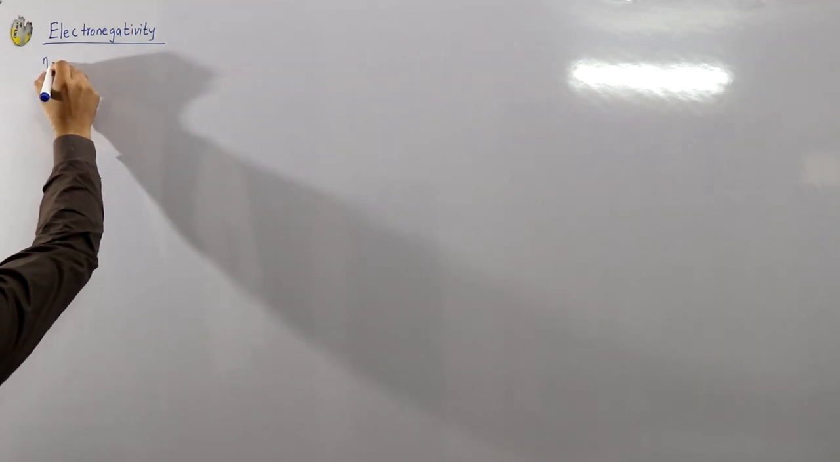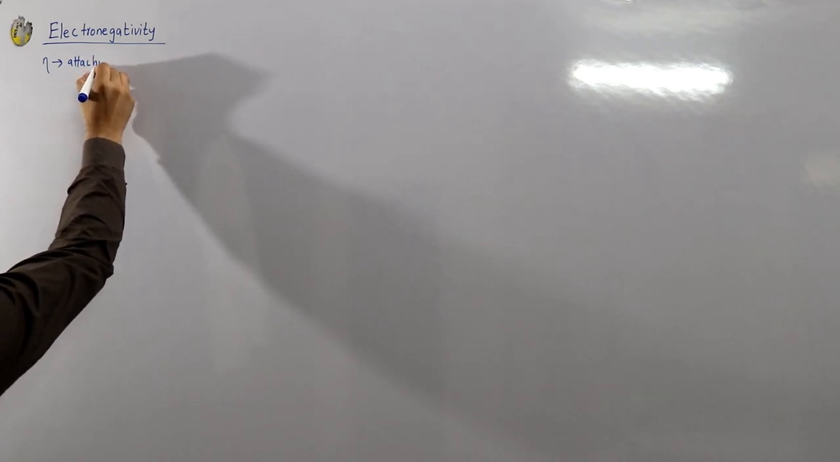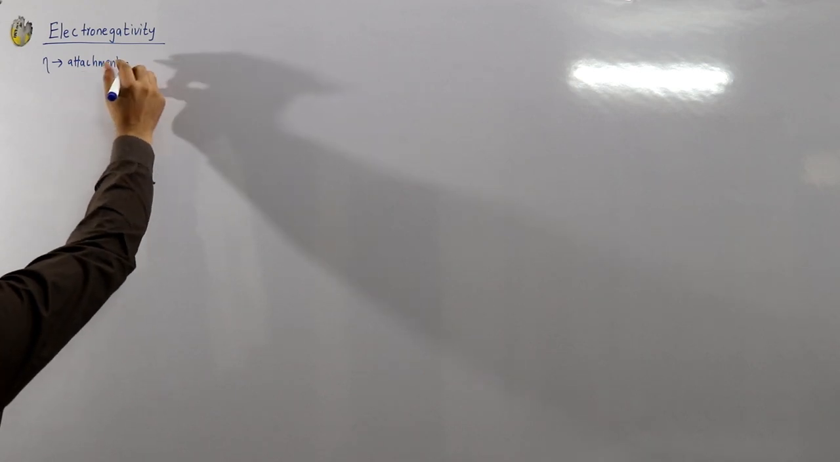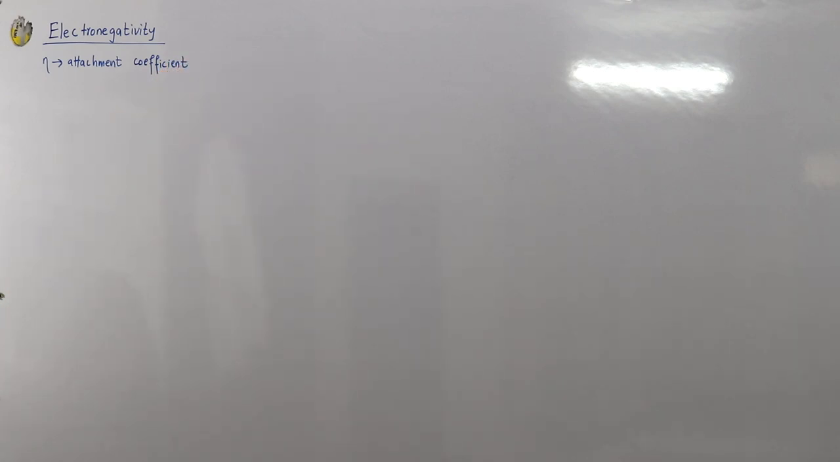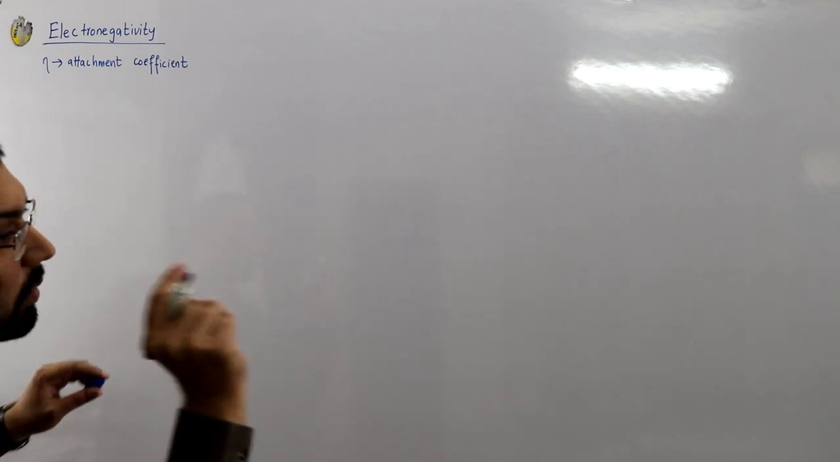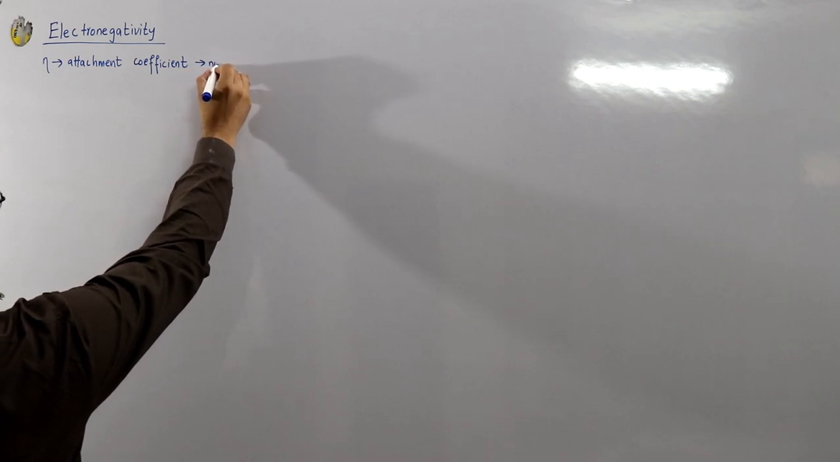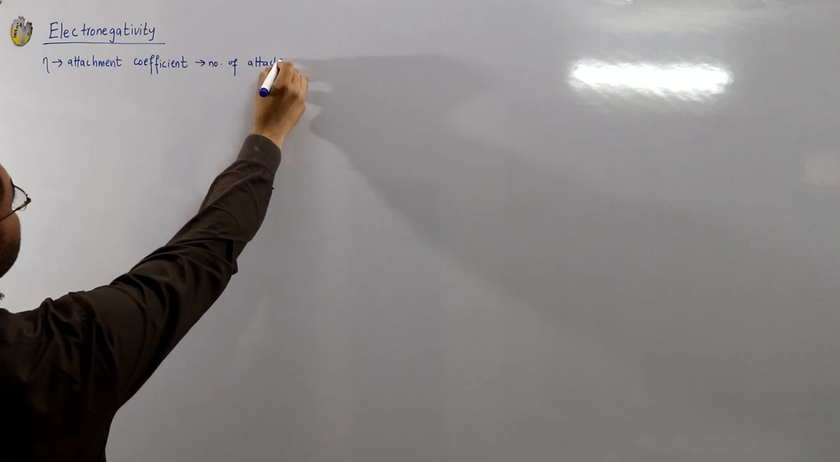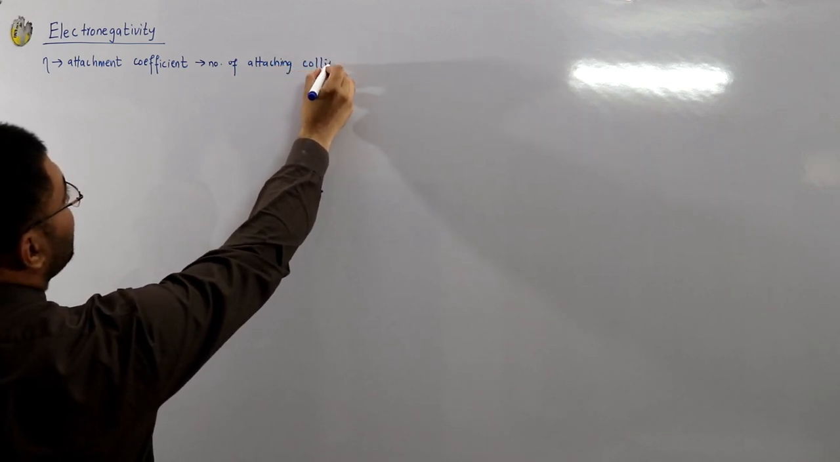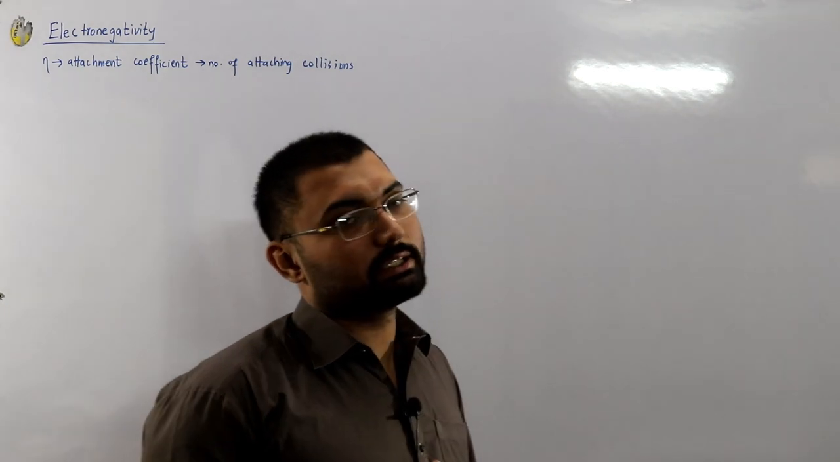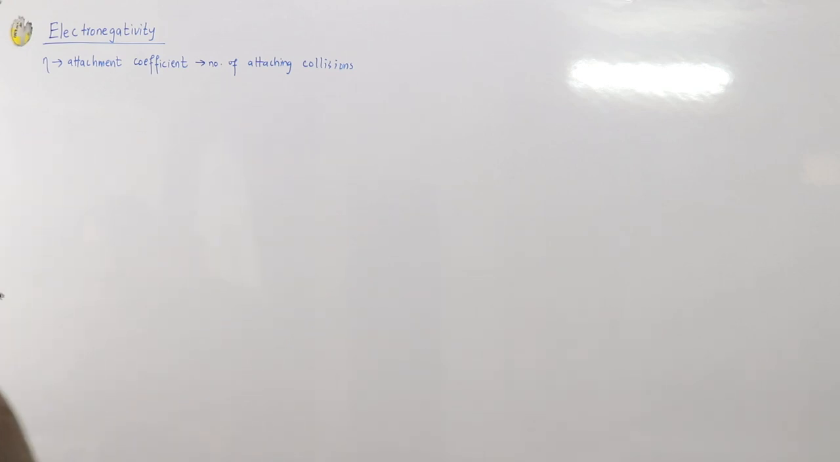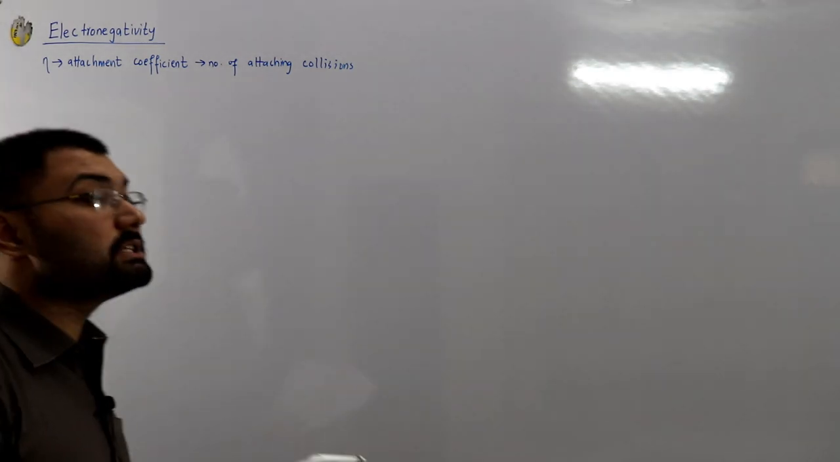With electronegativity, we'll talk about an attachment coefficient, eta. As we had Townsend's first ionization coefficient, similarly we have an attachment coefficient, which is defined as the number of attaching collisions made by an electron in drifting 1 centimeter. Over that we had ionization. Over here, this is the number of attaching collisions made by an electron per centimeter drifting in the direction of the electric field. Read it out from the book. So eta is the ability to catch electrons, right?